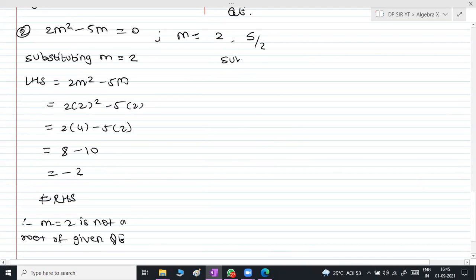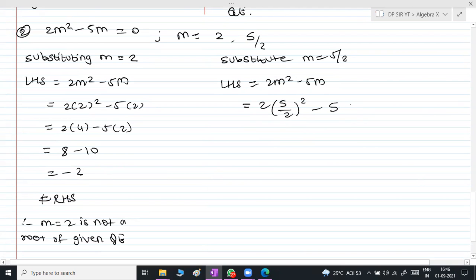So now checking for 5 by 2, so substitute m is equal to 5 by 2 in LHS. So LHS is going to be 2m square minus 5m, which is equal to 2 into 5 by 2 square. Can I just write it neatly to avoid confusion? So 2 into 5 upon 2 the whole square minus 5 into 5 upon 2. Here it's gonna be 2 into 5 square is 25 upon 2 square is 4, which is equal to minus 5 into 5 is 25 upon 2.